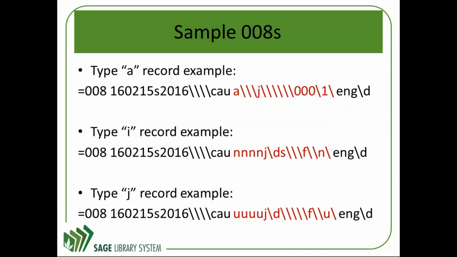So I've just kind of made up a 008. This is fictitious for an item. And these are all 008s that could potentially exist to describe the same item, depending on whether it was considered a record type A, I, or J. And so you can see it's the part that's highlighted in red that varies, and there's quite a bit of variation within that red zone.